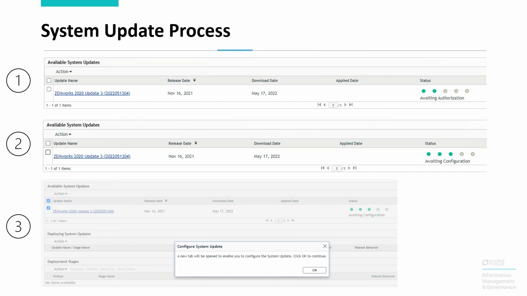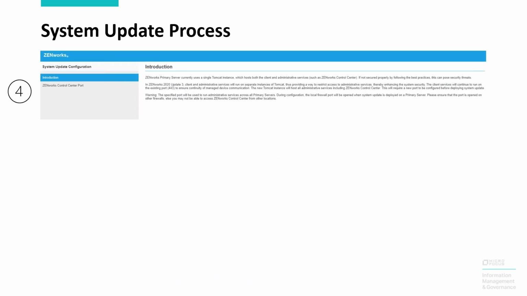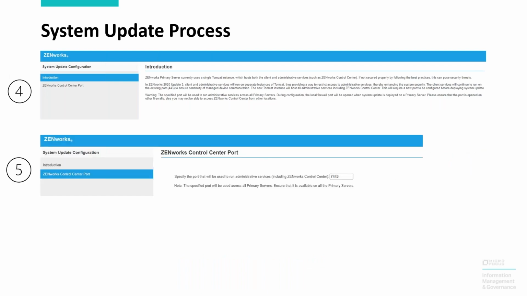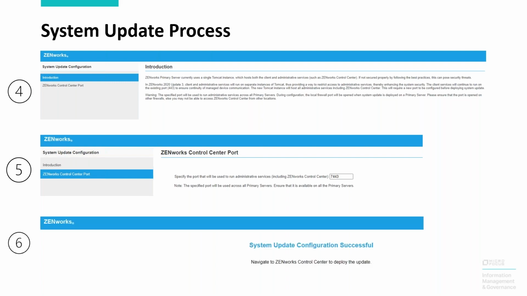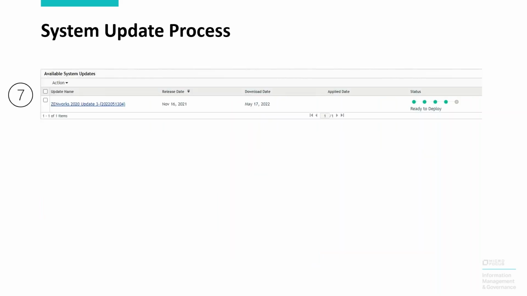If you do that, it will open a separate page where it says you need to configure this, and the only thing you have to configure is the port address that ZENworks Control Center will use moving forward. By default, we are using 7443. If you prefer something different, that's up to you, but you can modify this port if you want to. As soon as that's configured, that screen will show that all your update configuration is configured properly, and then you can move on with the deployment of your system update as you were used to before.